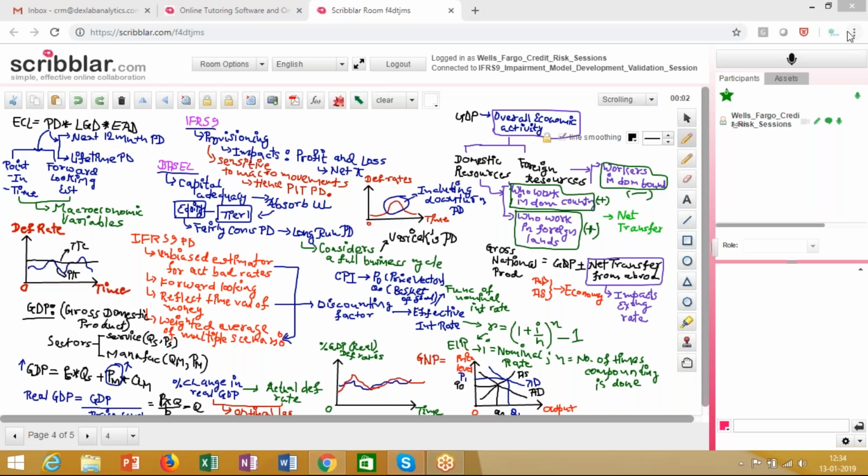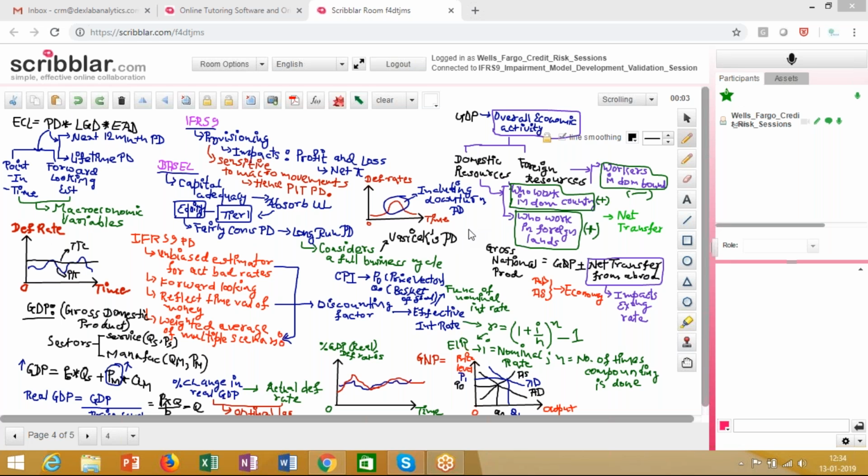Okay. So in the last class, we started talking about the different macroeconomic variables, and the way they enter into the PD estimates to make them forward looking. Because the IFRS 9 PD, as per definition, is an unbiased estimator for actual bad rates, right? So it should be forward looking, it should reflect the time value of money, and it should be a weighted average across multiple scenarios.